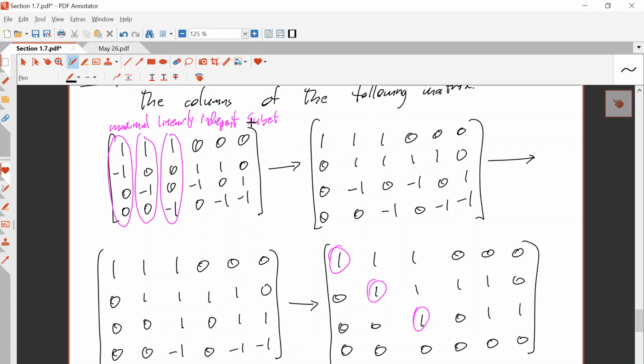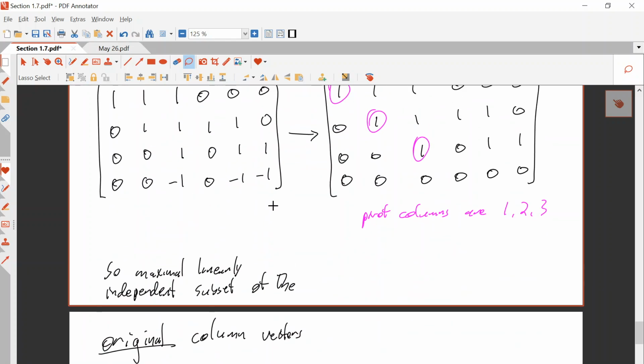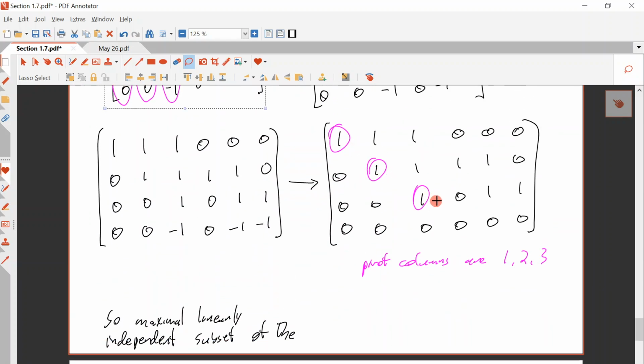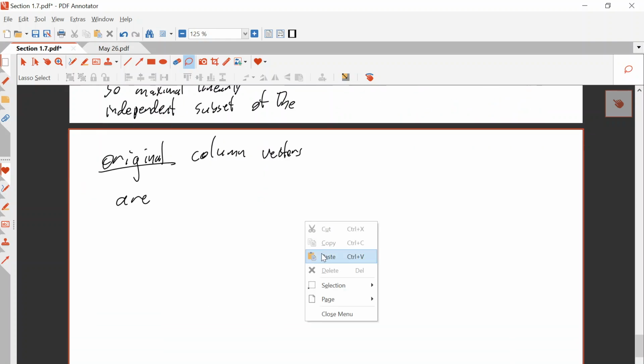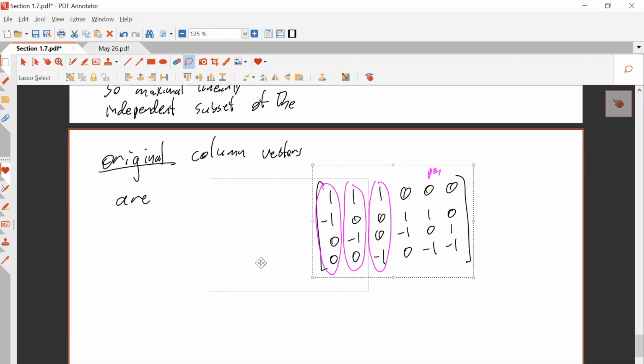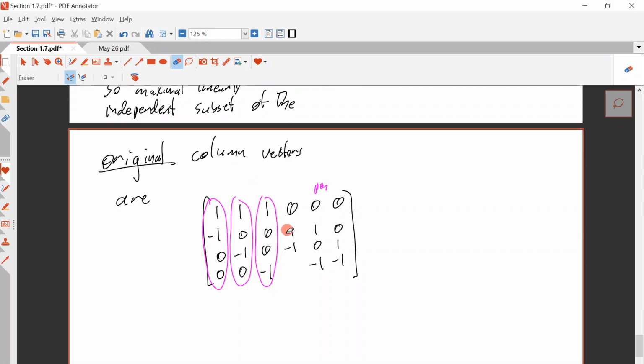The question is which subset of these vectors is linearly independent. So you do the row reduction just to see where the pivots are. So we get it down to row echelon form. Here are the pivots. Column 1, 2, 3. So those columns of the original matrix are a maximal linearly independent subset. There are other ones besides those, but these will do.